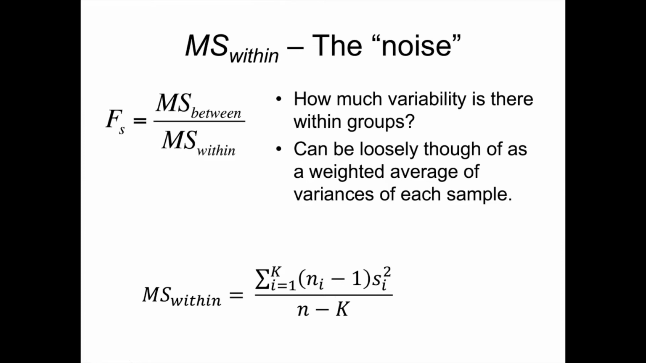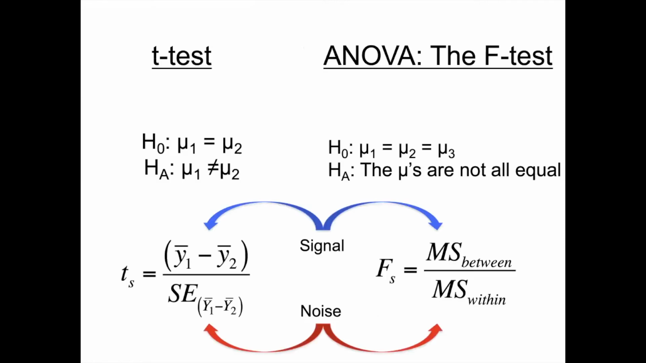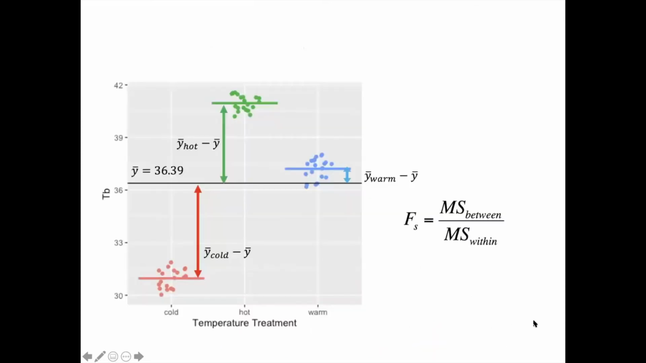And just like the mean square between, the mean square within has a numerator that we refer to as the sum of squares within, the sum of squared differences between each observation and the sample mean, divided by our degrees of freedom within. So here we have an F statistic that's calculated very similarly to our t-test statistic, where in the numerator we have some measurement of the magnitude of the differences among groups, and in the denominator we have a measurement of the differences within groups.